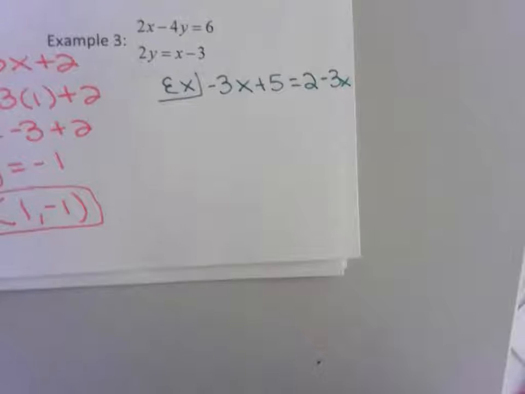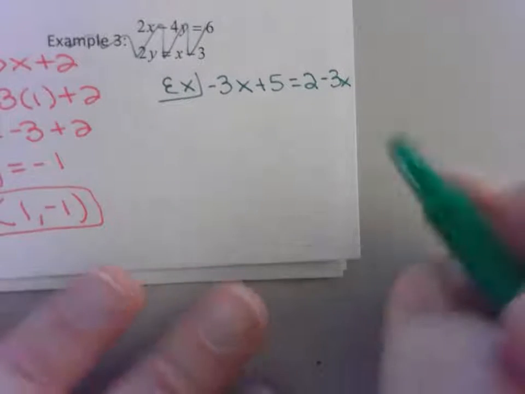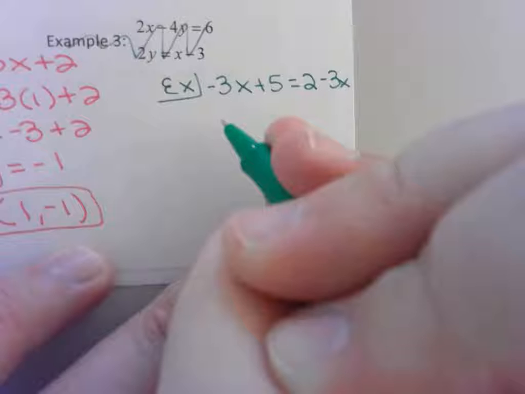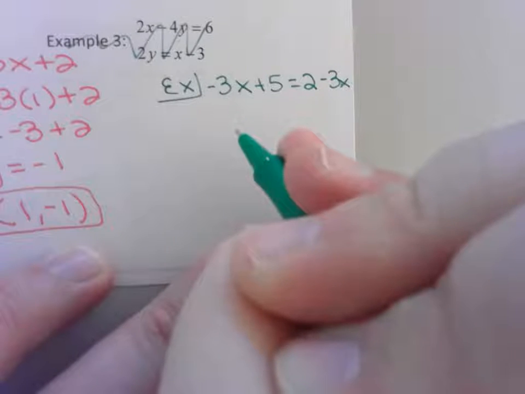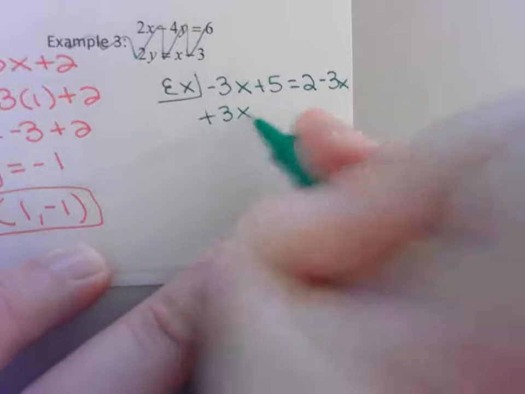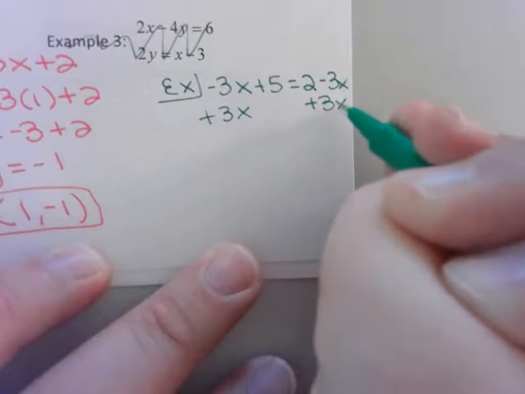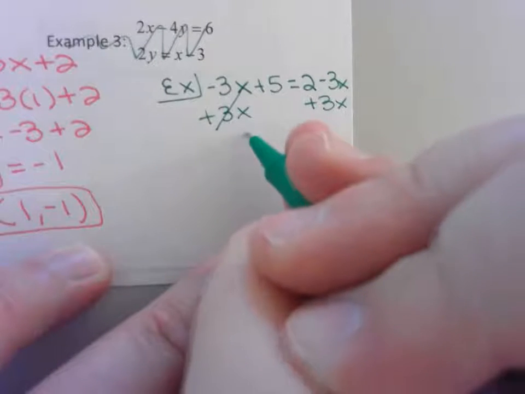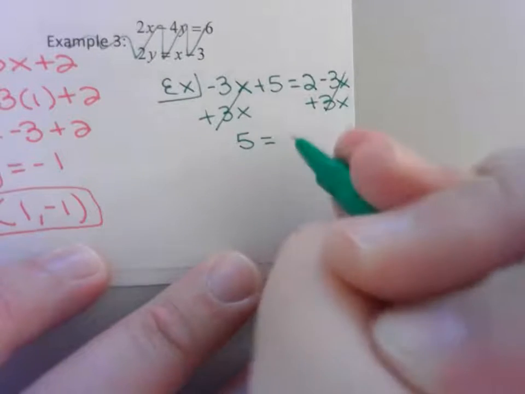It's another example. You can cross out example 3. Okay, what do I do to solve this equation? Add 3x. If I add 3x to both sides, they cancel out. I notice that negative 3x plus 3x is nothing. So I get 5 equals 2.